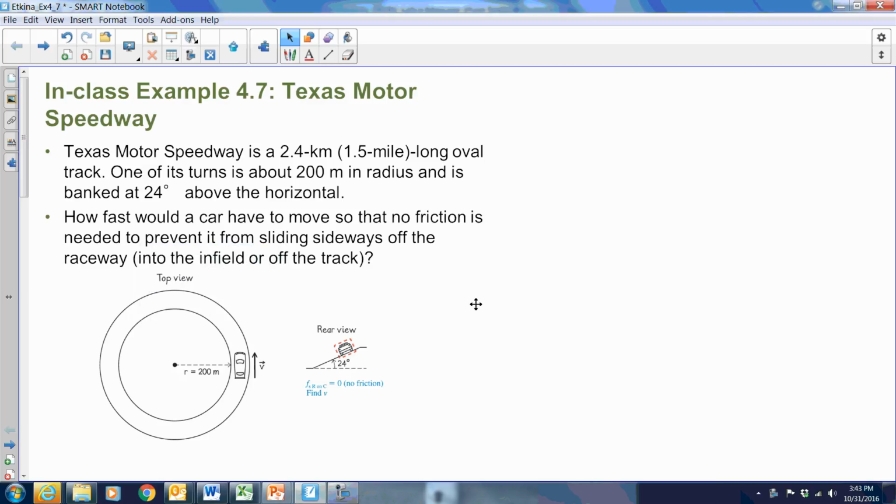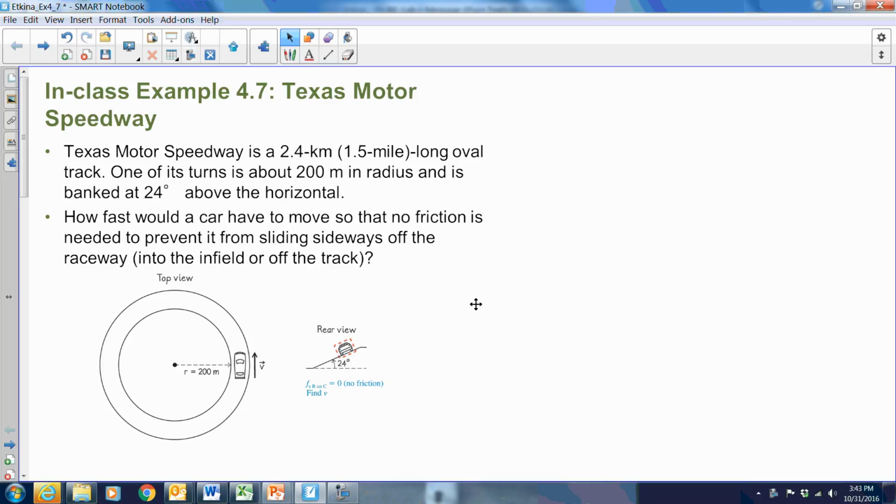This time we're going to do example 4.7 from the book, which is a banked curve situation. They're asking how fast the car would have to move so that no friction is needed to prevent it from sliding sideways off the raceway, meaning either into the center or, by its inertia going so fast, that it goes in a straight line and goes off the track that way.